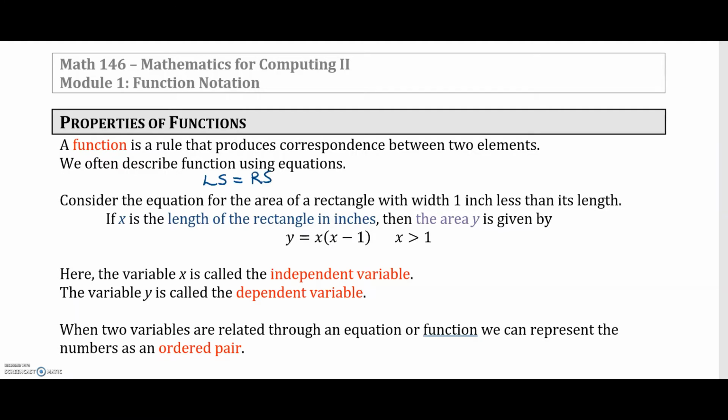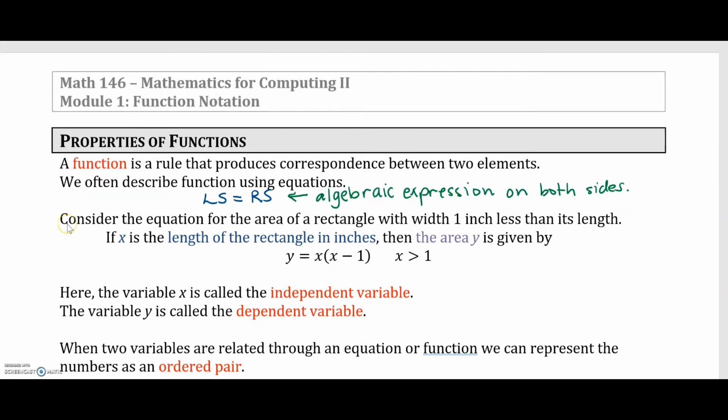Recall that an equation has two algebraic expressions, so often we describe them as a left side and a right side, where they are equal to each other. Now consider the equation for the area of a rectangle with width 1 inch less than its length. If we define x to be the length of the rectangle in inches, then the area y is given by the following equation.